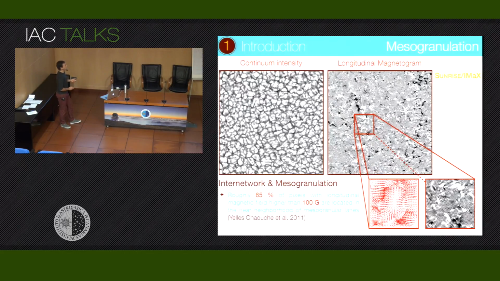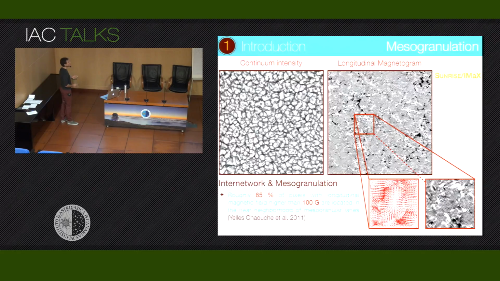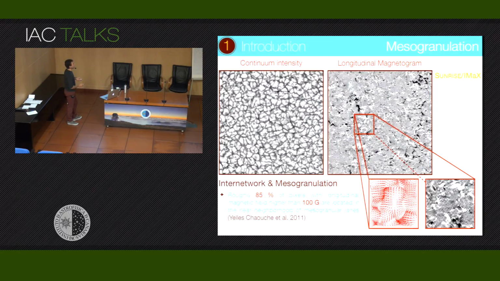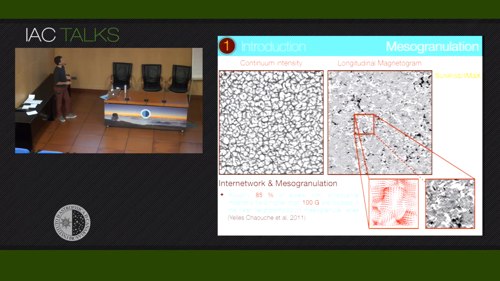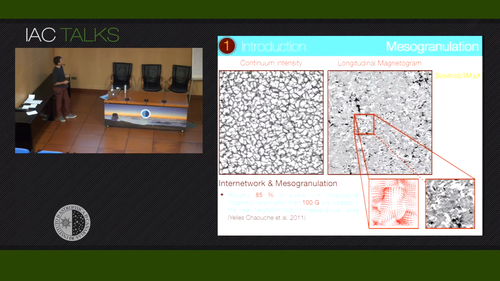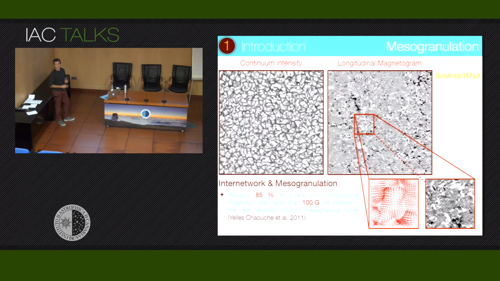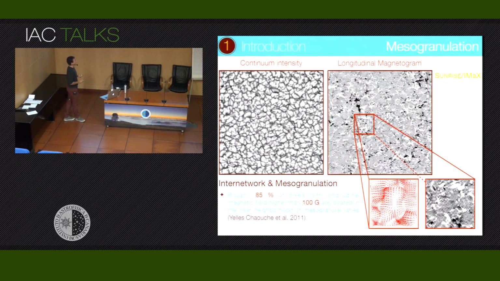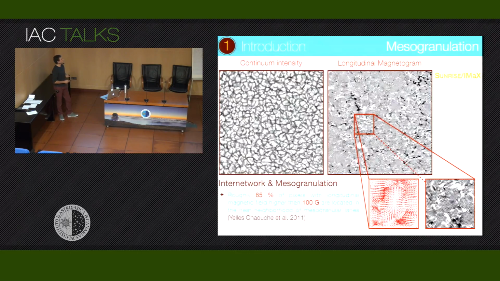In the magnetogram, we can see that the structures are mostly located within the periphery of this mesogranular cell. Indeed, using this IMaX data, Yelles Chaouche and co-workers found that roughly 85% of the pixels with longitudinal magnetic field above 100 Gauss are located at the boundaries of such mesogranular cells.